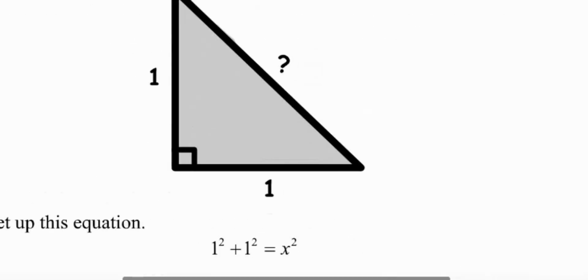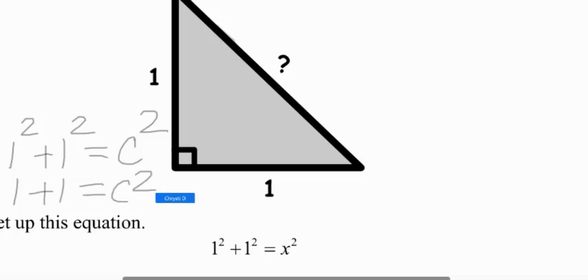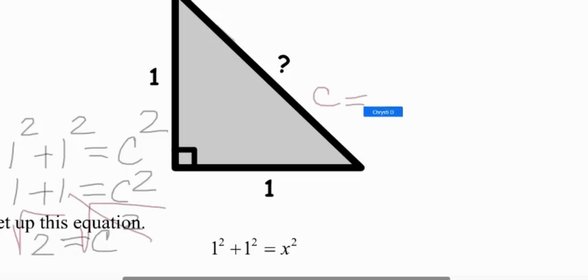All right, so for this, 1 squared plus 1 squared equals c squared. So 1 squared plus 1 squared is going to be 1 plus 1 equals c squared, or 2 equals c squared. Now to undo that square, we have to take the square root of both sides. So that gets rid of that. So we have c equals the square root of 2.